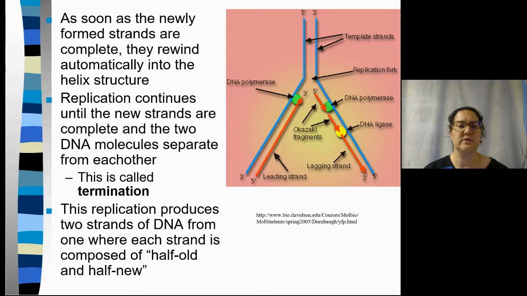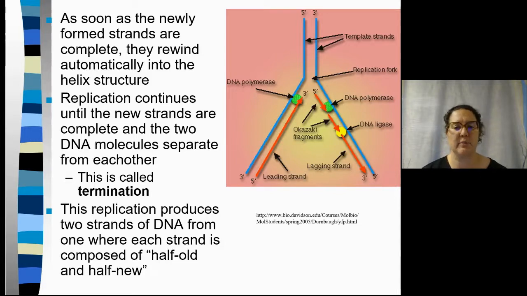As soon as the new strands are formed, they rewind automatically into the double helix structure, and replication continues until the new strands are complete and the DNA molecules separate. And this is going to be called termination. So this replication produces two strands of DNA from one, where each strand is going to be half new and half old, known as conservation.